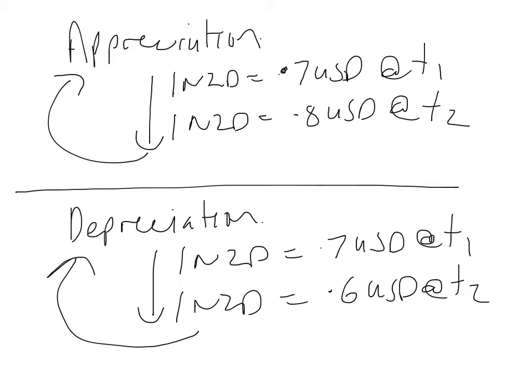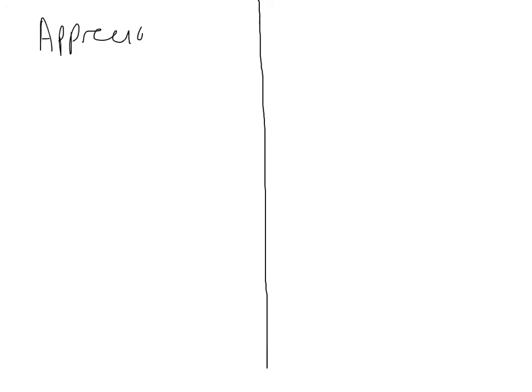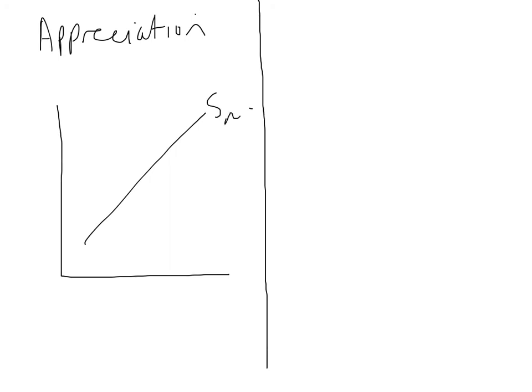All right, well, look, let's go back to our little market model. What I'll do is I'll divide the page in half. So what I'm going to do is illustrate an appreciation here. I'm going to model an appreciation of the New Zealand dollar. So here we go. Supply of New Zealand dollars.